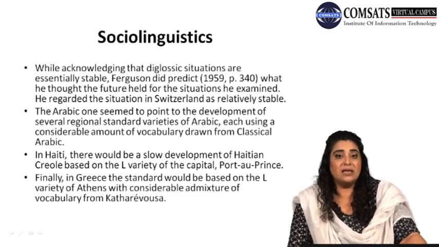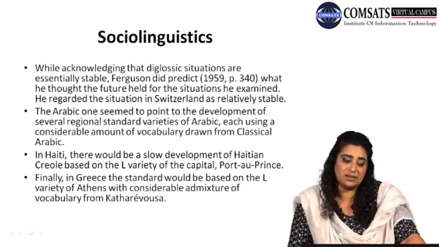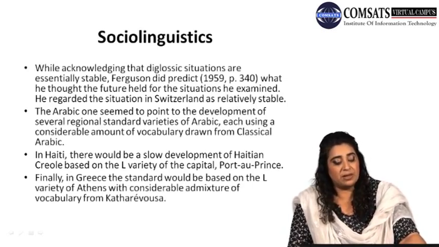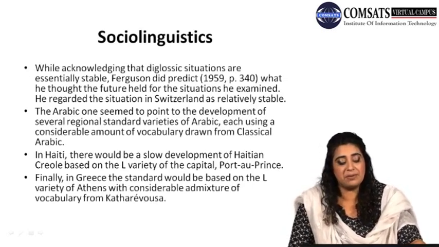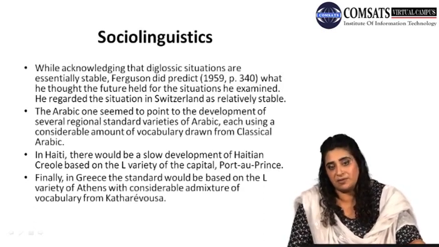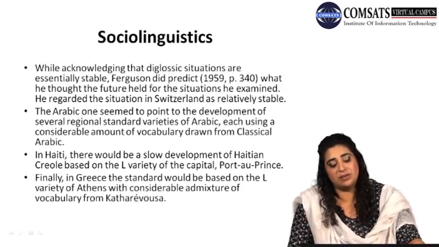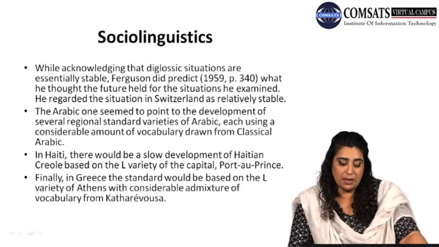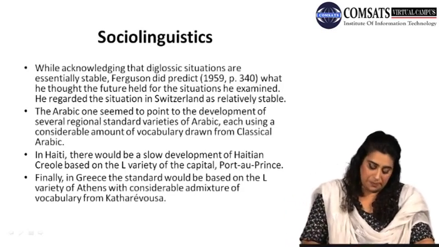But in Haiti, there would be a slow development of Haitian Creole based on the L variety of the capital, Port-au-Prince. Because of the capital, the development of the Haitian Creole L variety can't go that far, because they wouldn't want to use that in the capital city. Finally, in Greece, the standard would be based on the L variety of Athens, with considerable admixture of vocabulary from Katharevousa. That was the H variety.